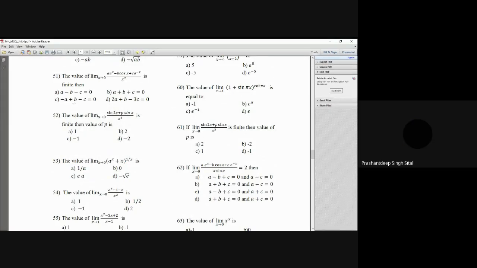Yes, ma'am. How will a be the answer? Ma'am, it should be B. B plus C, the answer is B plus C. There is no answer like that. No. A minus b plus c, it should be that, na? Yes, ma'am. Plus A minus B plus C.